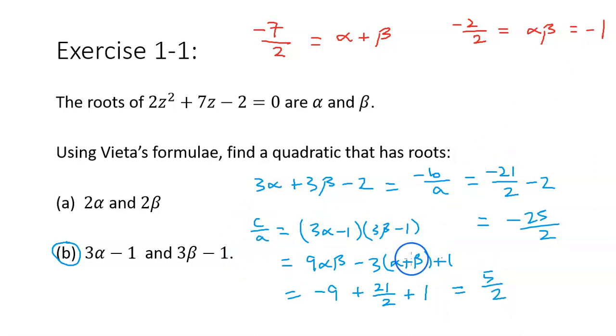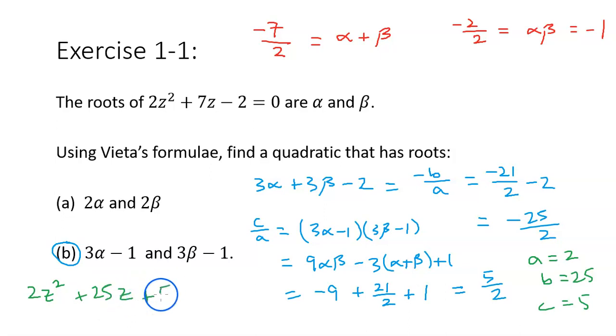And so we have c over a is 5 over 2, negative b over a is negative 25 over 2. So to me, it makes sense to make a equal to 2, b equal to 25, and c equal to 5. So that would give us 2z squared plus 25z plus 5 equals 0. So that's our quadratic equation with roots 3 alpha minus 1 and 3 beta minus 1.